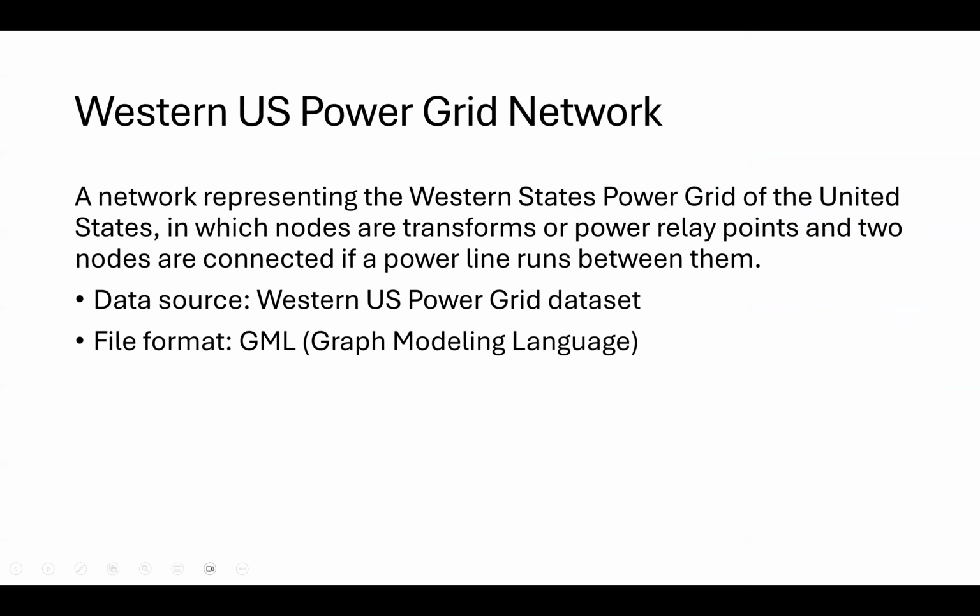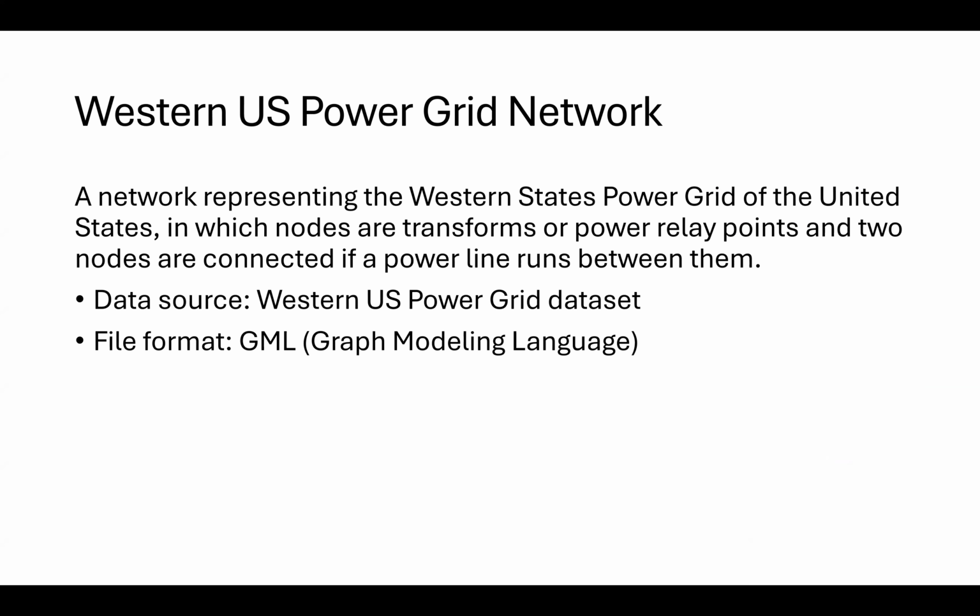This dataset represents the Western power grid of the United States. In this network, each node represents a power station or a substation, and an edge exists between two nodes if there is a transmission line connecting them. So this is a physical infrastructure network. It models real electrical connections, not social interactions or digital communication.